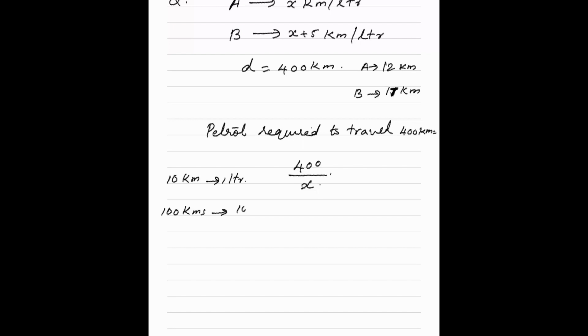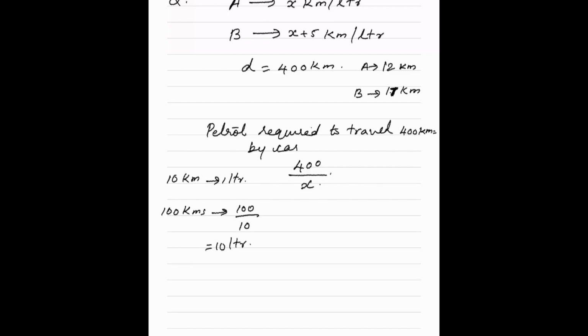10. It is 100 divided by 10, is it not? So I need 10 liters of petrol. That's the logic here: the distance divided by how much distance 1 liter of petrol can take you. So 400 by X is the petrol required to travel 400 kilometers by car A.